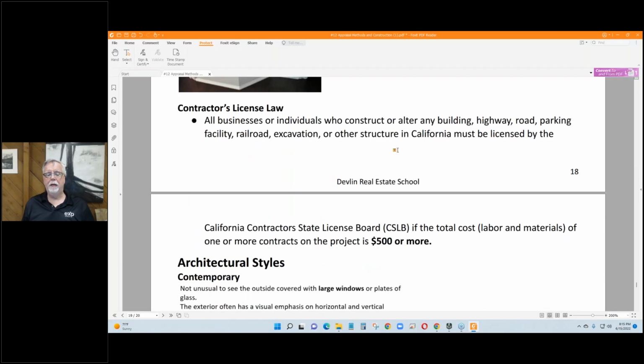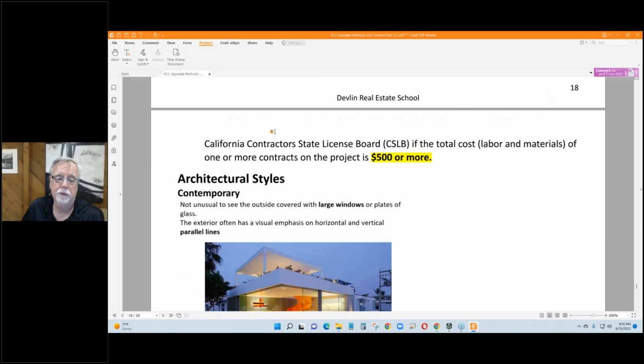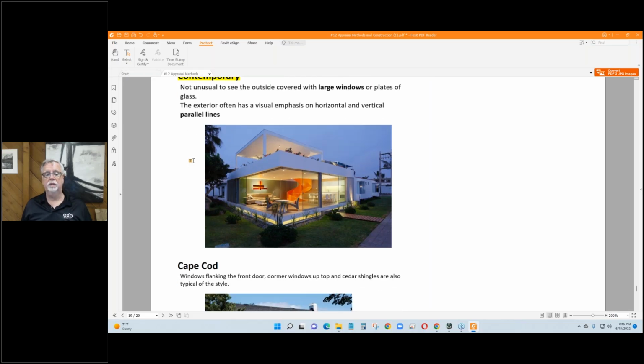Occasionally there are questions about the contractor licensing board, not a lot. The most common question is that if it's $500 or more, you need to have a contractor's license. Architectural styles: the most common question is about vertical, horizontal, parallel lines, and large windows in the front of the house. The question is, what kind of architectural style is that? The answer is contemporary. Notice the parallel lines and large windows in the front.